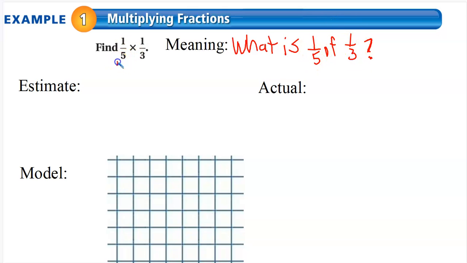Now the estimating goes like this. 1/5 is close to 0 times 1/3. Well, that's kind of close to 0 too. Or maybe I could say it's closer to 1/2. Then I would get 0.